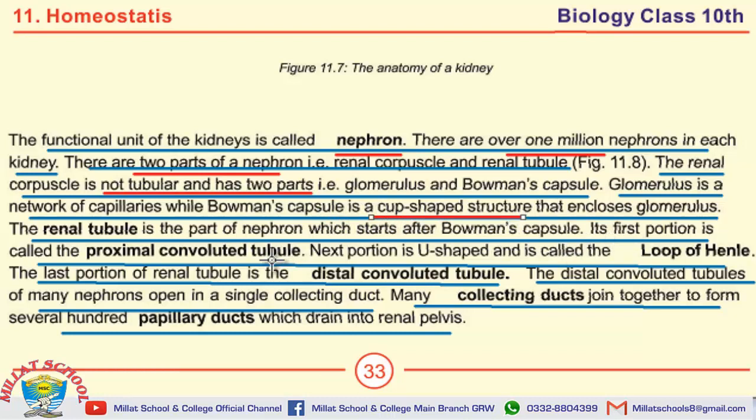The first portion of renal tubule is called proximal convoluted tubule. The U-shaped portion of renal tubule is called loop of Henle. The last portion of renal tubule is called distal convoluted tubule. The distal convoluted tubule of many nephrons open in a single collecting duct.